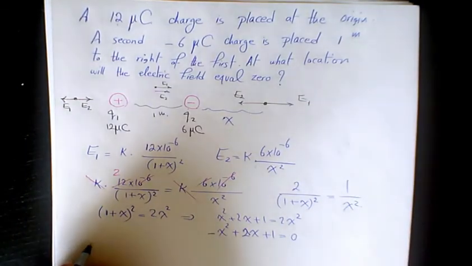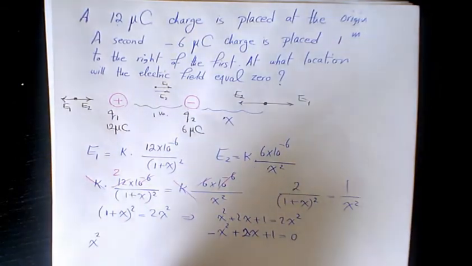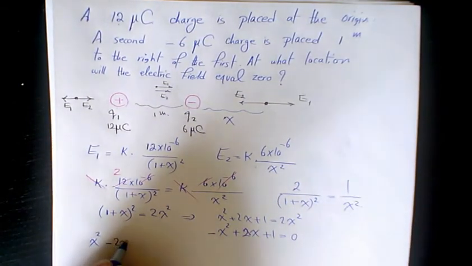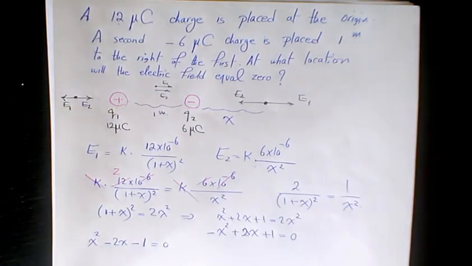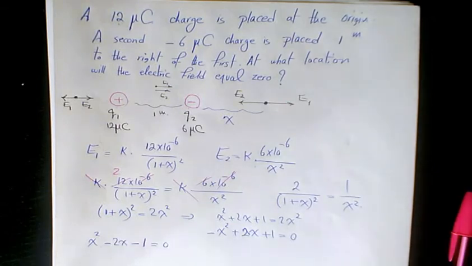Or in other words, I can say x squared, if I multiply everything by negative 1, and negative 2x, to make it simpler. So x squared minus 2x minus 1 equals 0. I need to use the quadratic formula to solve it.